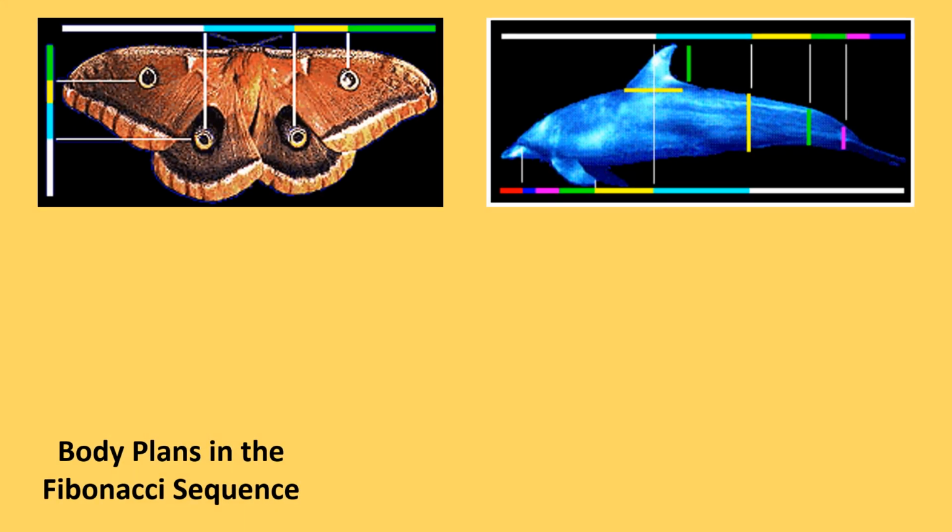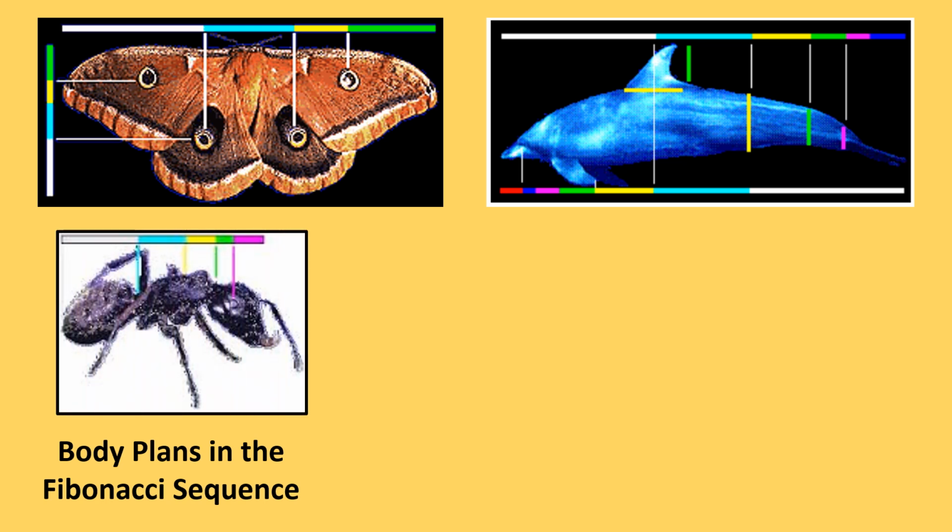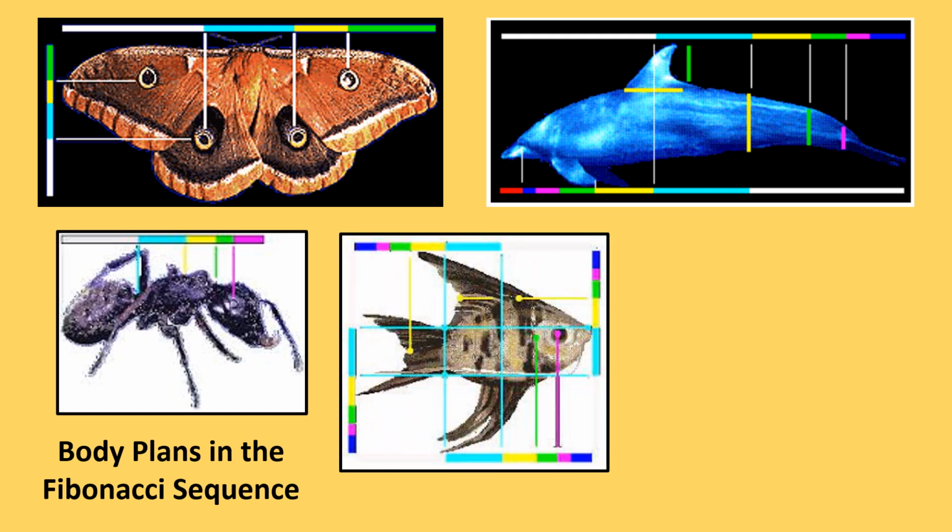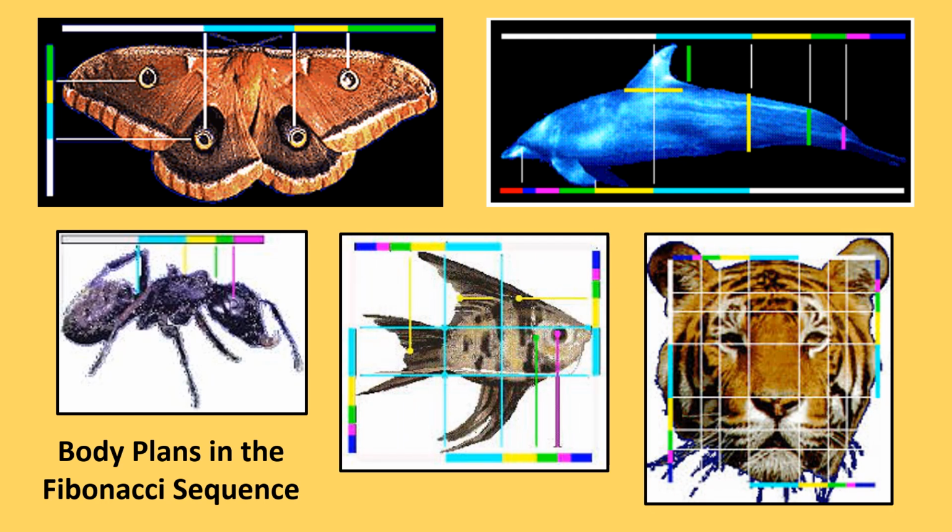Body plans in the Fibonacci sequence. So you can see there the Fibonacci sequence in a moth, and then a dolphin. We see it in insects. Many insects and mammals have these body plans. It's in fishes. It's even in the faces of many animals.